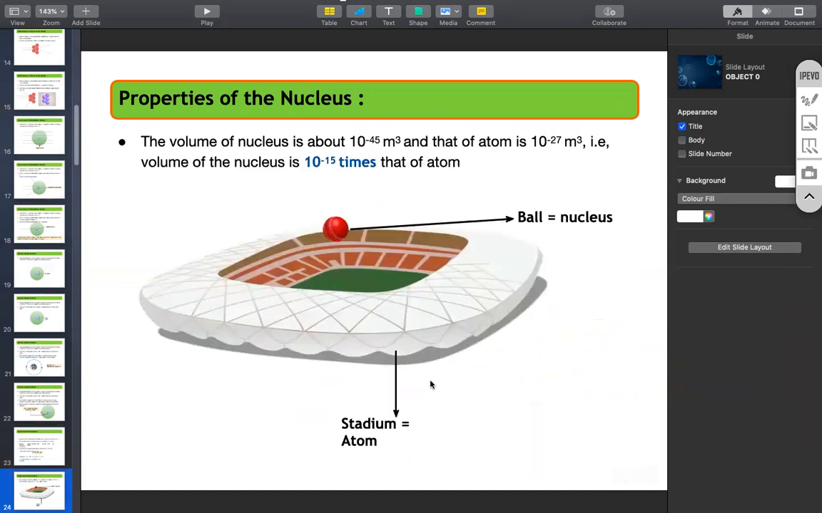Next, the volume of nucleus is about 10 power minus 45 meter cube, and that of the atom is this much only. So the nucleus radius is this, the atom radius is this, and the volume of the nucleus is this times that of an atom. Okay, the nucleus is very, very small compared to the atom. I already told you, it is like a ball in a stadium. Understood? Okay, fine.